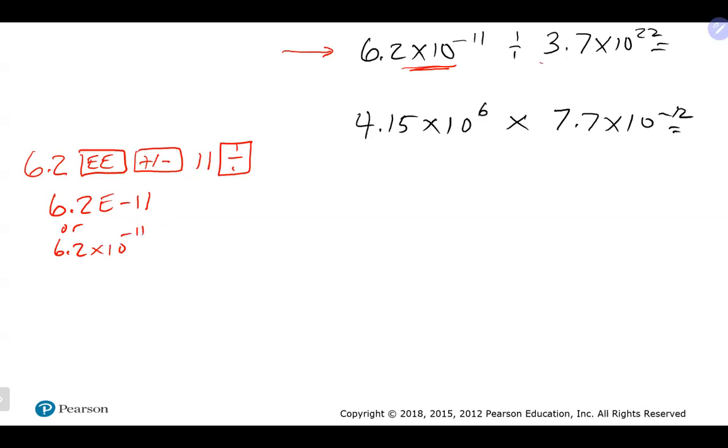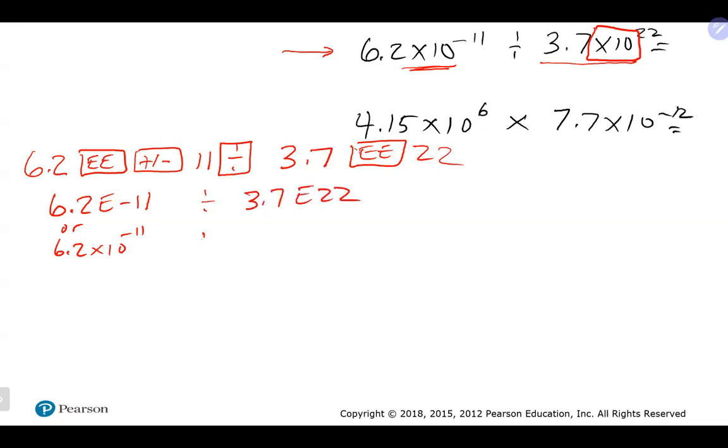The next thing, we want to put this number in scientific notation as well. So we would go with 3.7. Once again, we're going to do our exponent button, which will take care of this part of the number. And the rest of it's a 22. So that will give us divided by 3.7 E22, or it may do 3.7 times 10 to the 22. We then want to hit equals in this case, yes.